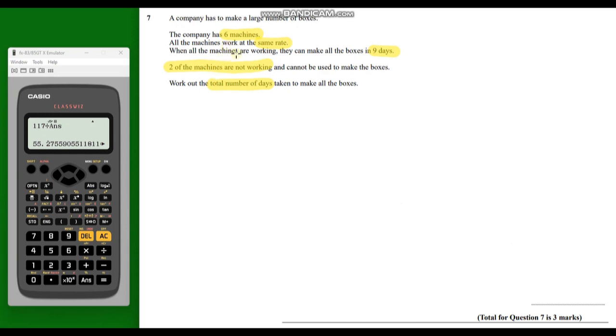So we've got 6 machines. I'm just going to write down here 6 machines. And when they're all working, they can make all the boxes in 9 days. So 6 machines equals 9 days. But 2 of the machines are not working, so we've only got 4 machines. So we've got 4 machines, and we need to work out how many days it takes to make all the boxes.